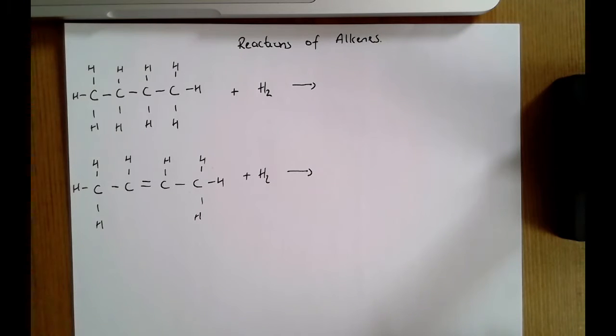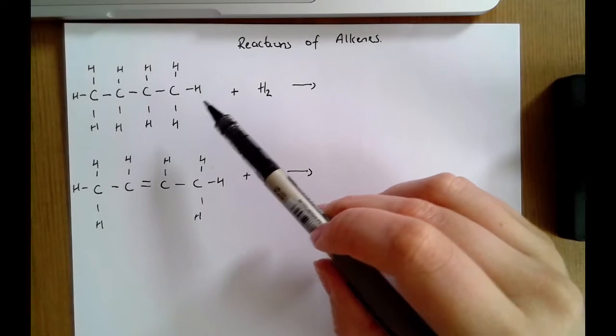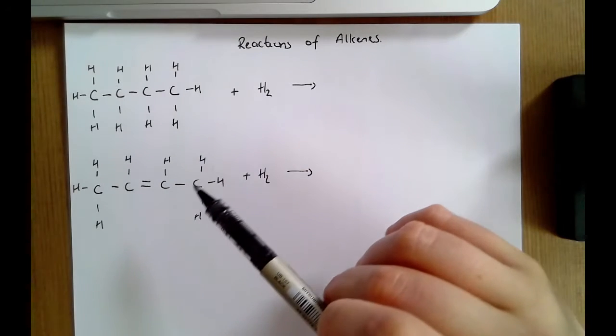So in this video we're going to look at the reactions of alkenes. There's quite a bit in this topic. You've got 4 different reactions that you need to learn, and you've also got a couple of reaction mechanisms. Firstly, what I've drawn is an alkane, butane, and the alkene, butene.